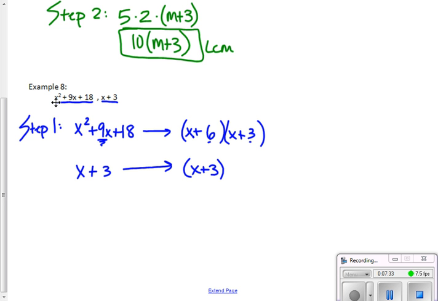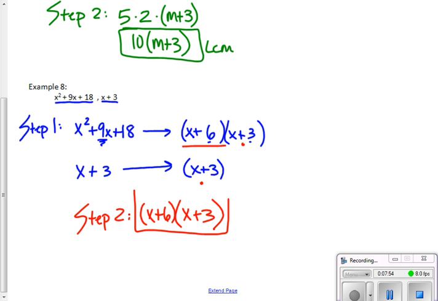So step 2 is to multiply things together by the greatest exponent, or how many times they occur. We have x plus 6 occurring once, and if you look at both of these terms, x plus 3 occurs once in each of those, so I'd have x plus 6 times x plus 3, and this here would be my least common multiple. This will conclude lesson 55, finding least common multiples for addition and subtraction of rational expressions.